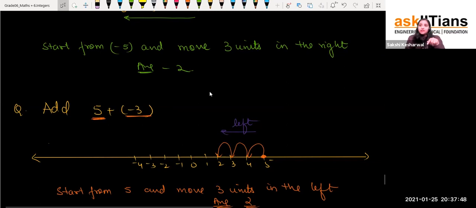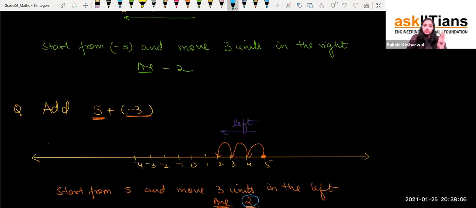It says 5 and -3. So 5 plus -3 means what? One is a positive number and the other is a negative number. So actually what you are doing is the subtraction, 5 minus 3. But is 5 greater or 3 greater? 5 is greater, and 5 has a positive sign, so your answer is +3.